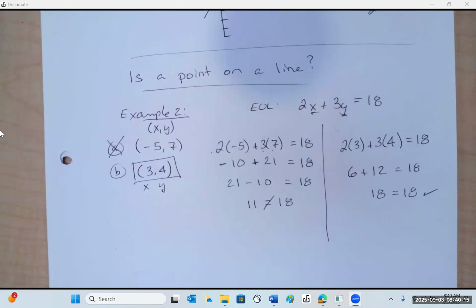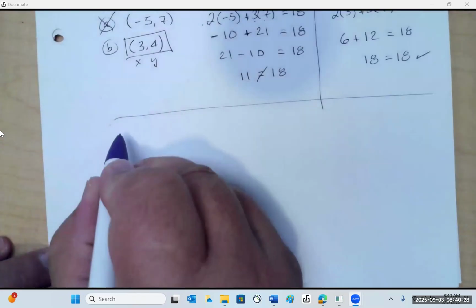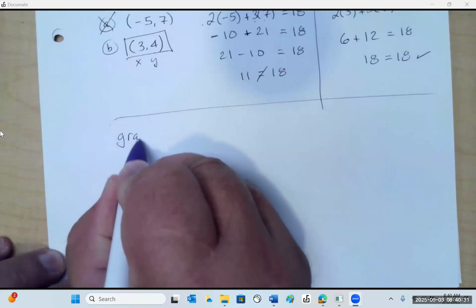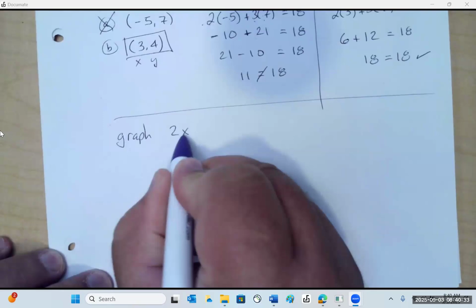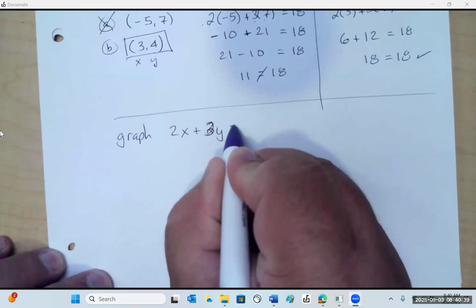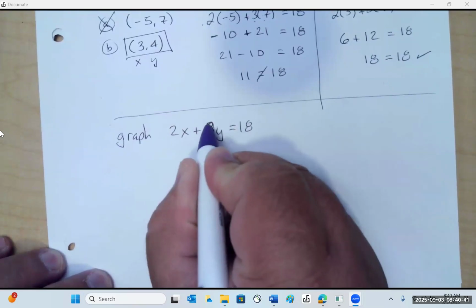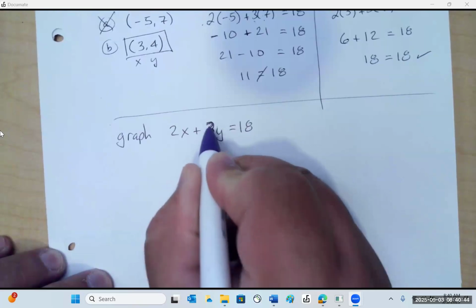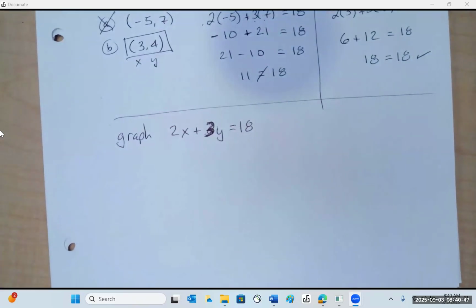So that's how you determine if a point's on that line or not. So far, so good. So if I give an equation and some points just to see if it works, plug it in there, see if it's equal. Same line. 2x plus 3y equals 18. Graph it.